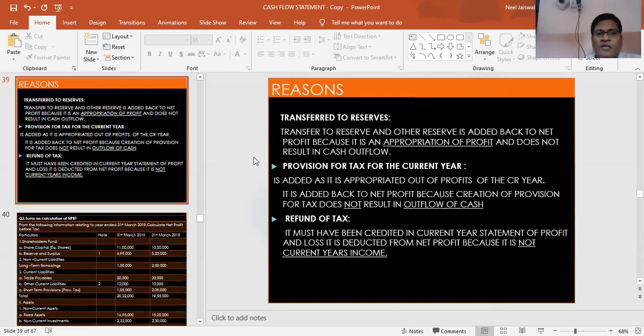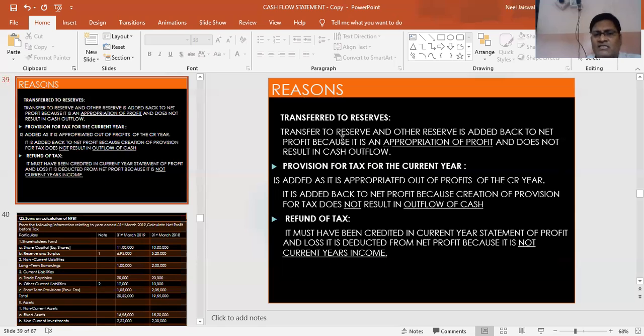Then we also have the provision for tax of the current year, which we write in the statement of P&L, and that is what we pay. So that only we have to write. In order to calculate NPBT, we have to add back the current year's provision for tax.